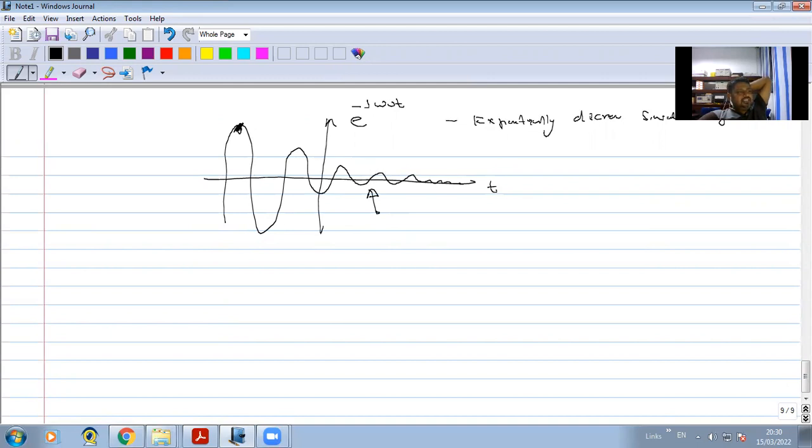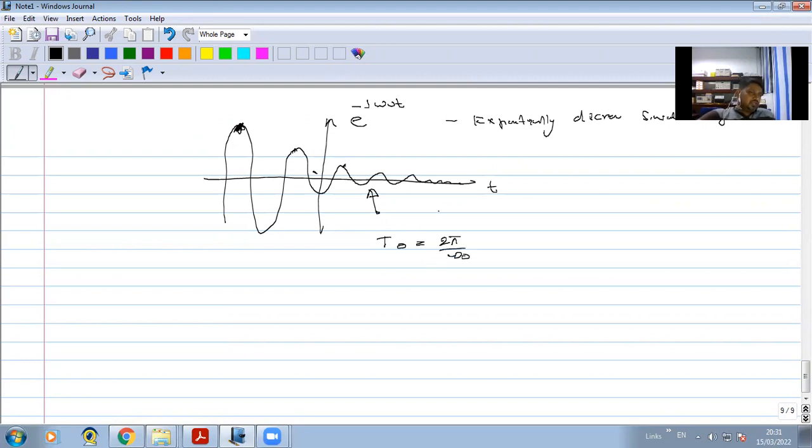You can see that this point is not repeating again. Okay, you will get a different value here, different value. So this is not repeating physically, but mathematically, we can prove that this is a periodic signal and the period is 2 pi by omega naught.